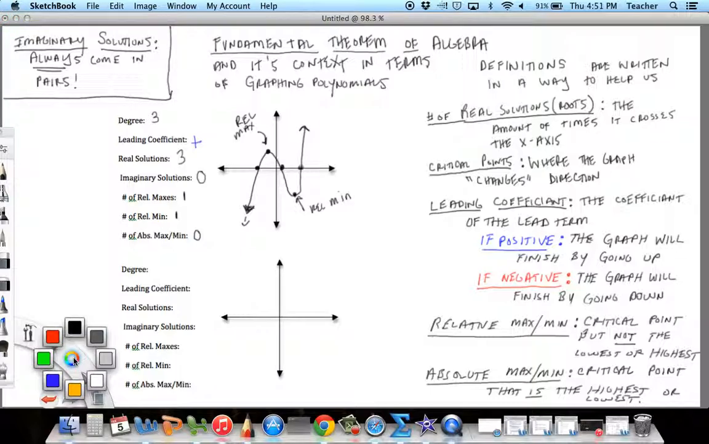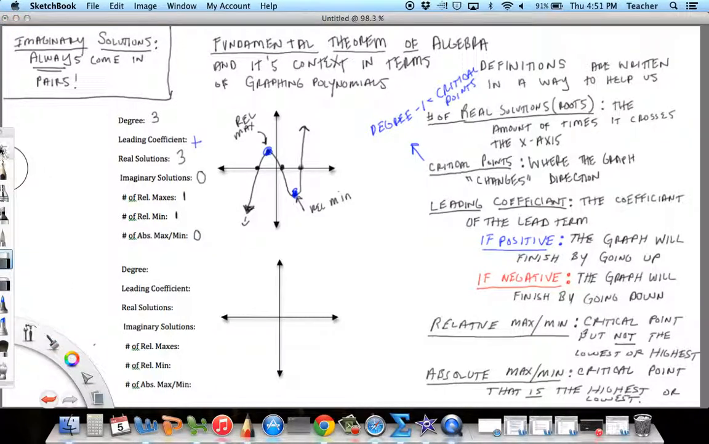Now I want to make something very clear here. This is a very, very important concept: the number of critical points is related to the degree. Whatever the degree is, the degree minus 1 gives me the number of critical points. So if you notice, there's degree 3, minus 1 tells me there are 2 critical points, okay? So with that said, let's clean this up a little bit.